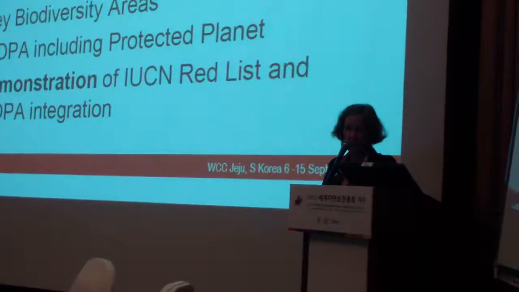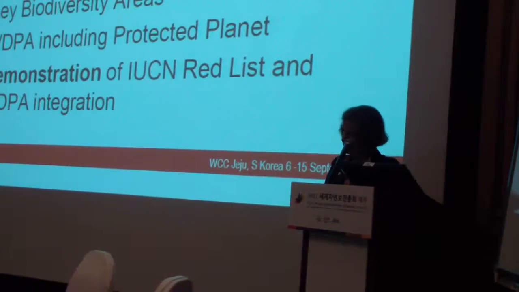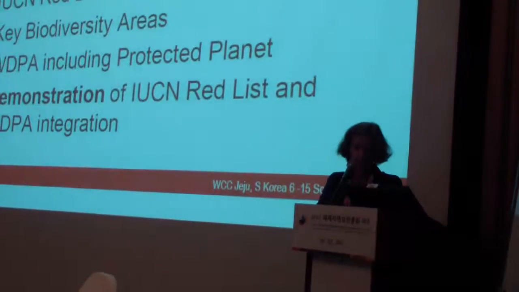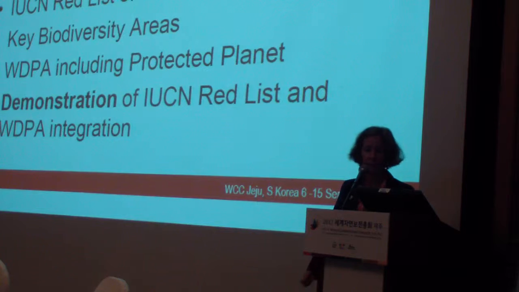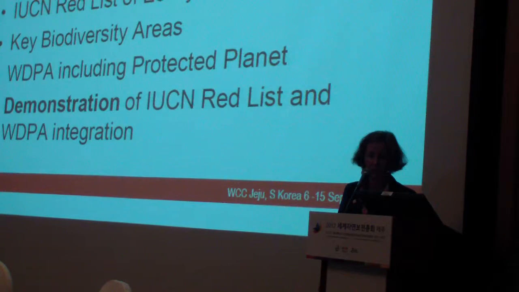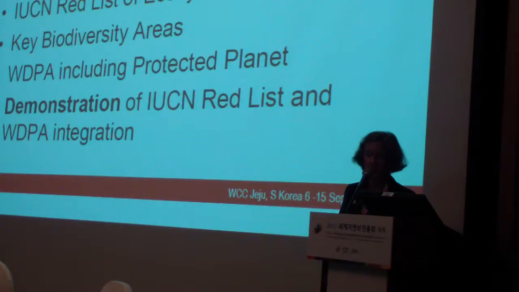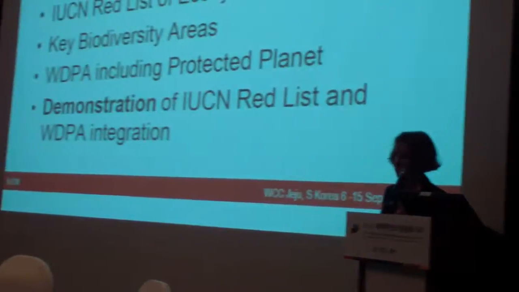So there you see we have the IUCN Red List of Threatened Species, the Global Invasive Species Database is there too now, the IUCN Red List of Ecosystems, the key biodiversity areas, the World Database on Protected Areas, including Protected Planet, and showing how those two relate to each other. And then we will have an actual demonstration of how the IUCN Red List and the WDPA have been already, to some extent, integrated, which I think is empowering because it makes you realise the possibilities for the other products.